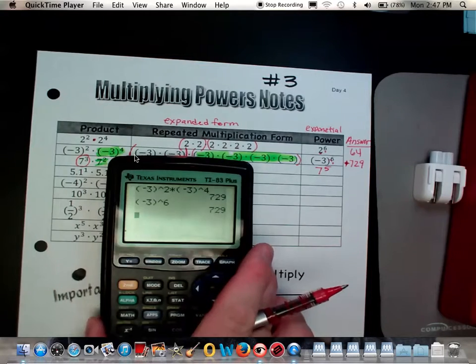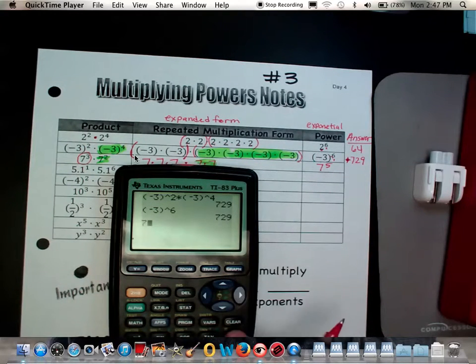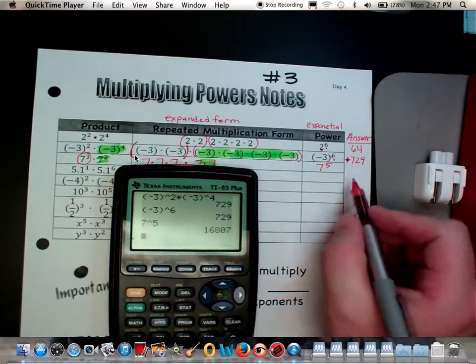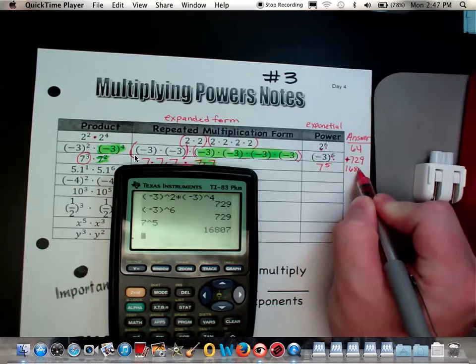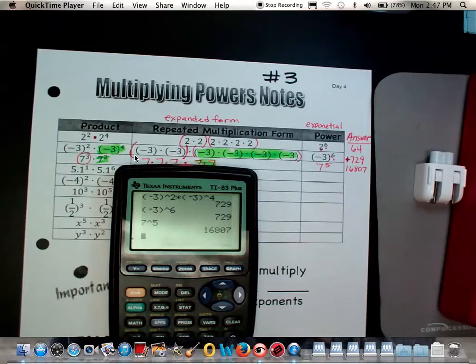And I can check that by finding my answer. 7 to the fifth power is 16807. And just to check to make sure that's correct, 7 to the third power times 7 to the second power, and they match up. So I know that is correct.